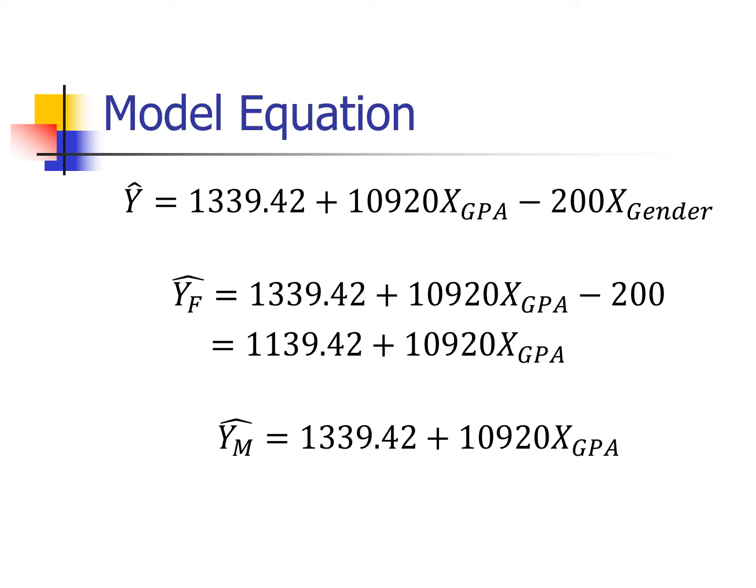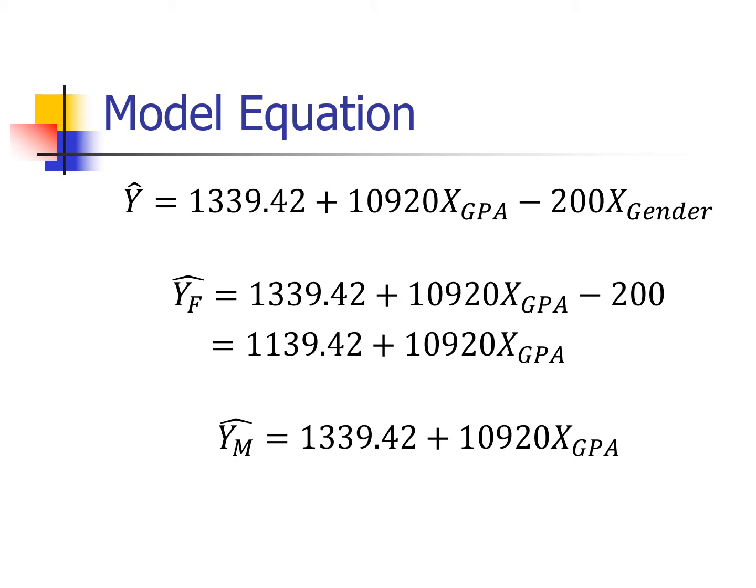So what do we have? We have a female equation. We have a male equation. They're both parallel. We have two parallel lines, one above the other. Which one's on top? Yeah, the male equation's on top. It has the larger y-intercept. So we have two parallel equations, one above the other. The slope of these two parallel lines is 10,920. The fact that GPA is significant is essentially saying that this is a significant slope.